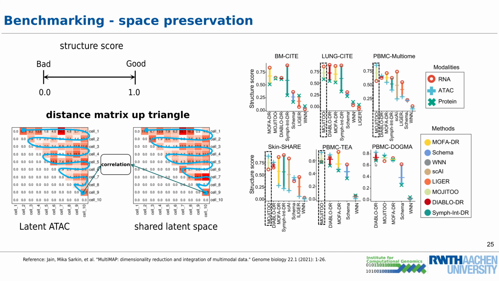Here, as we can see, MOJITOO has the best structure score in 4 datasets. Although in BMCITE and PBMC Dogma, the MOJITOO score is smaller than MOFA and Diablo, the variations of MOFA and Diablo are both higher than MOJITOO. This indicates MOFA and Diablo use more information from some modalities, while MOJITOO denoises the signal by extracting the most common features from all modalities.